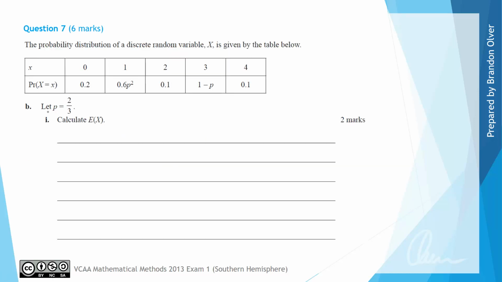For part B we have let p equal 2/3, and for part 1 of B we're asked to calculate the expected value of x.